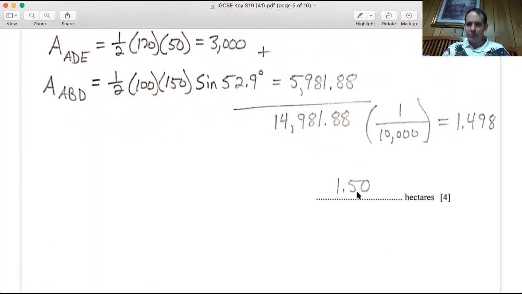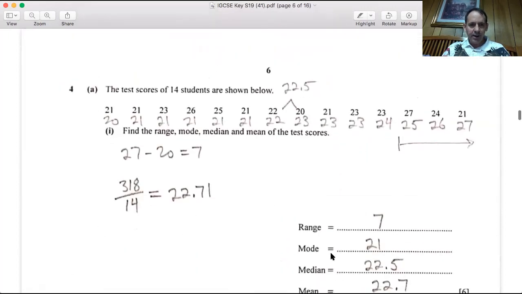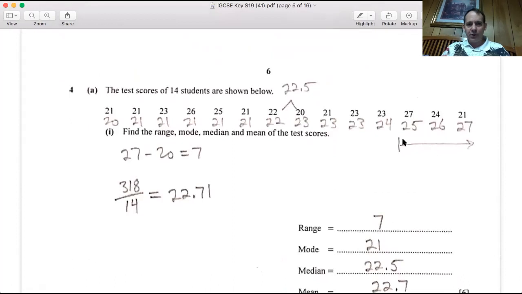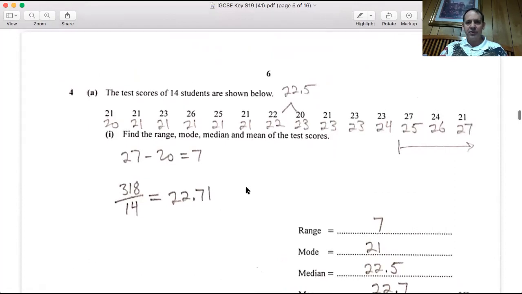So don't just put 1.5, you need 1.50. Moving on, here we have 14 students' test scores, and we need to find all of these statistical values. So the first thing we're going to do is quickly rewrite them in order from least to greatest.